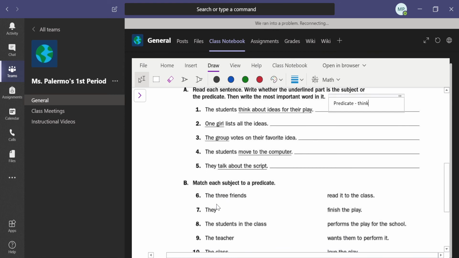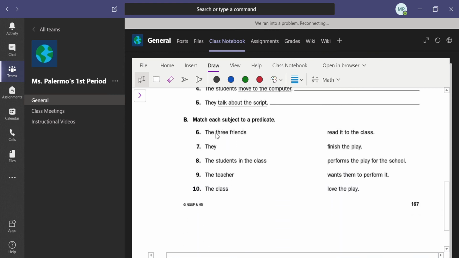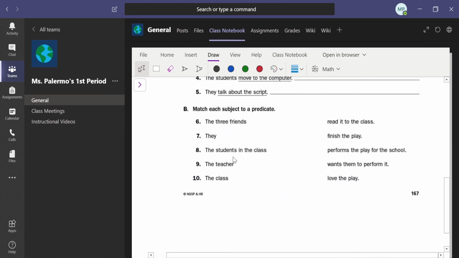Now let's go down to activity B. You're going to read each subject and you're going to match it to the predicate. So let's see if this works for me. You should be able to draw a line. So I'm going to click on my pencil and then it goes right to black. Feel free to change the color if you really want to. You should have this little dot here now on the screen. So let's see what makes the most sense with number 6.